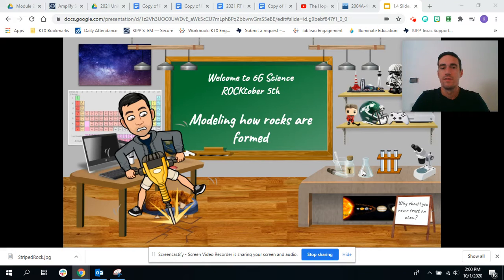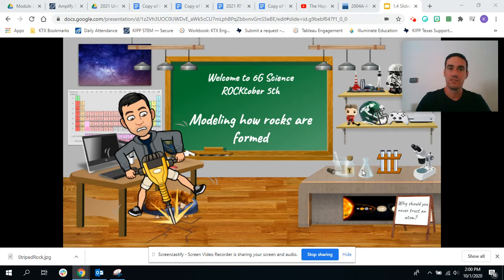Good morning, guys. Today we are going to continue with Rocktober and look at some models of how rocks are actually formed. In our last class where we introduced this module, we talked about the question of how are these rocks, some from the Rocky Mountains and some from the Great Plains in Nebraska, how are they the same minerals if they are completely different types of rock? In order to answer that question, we need to first understand how rocks are actually formed. So we're going to model that today, and we'll talk about why we're going to model that.